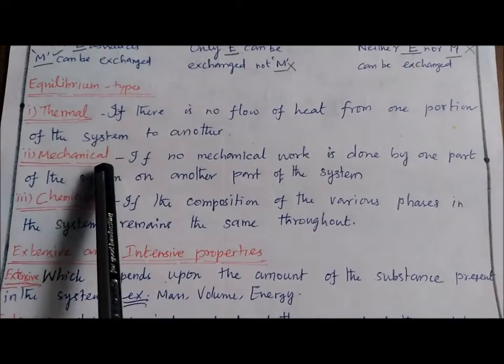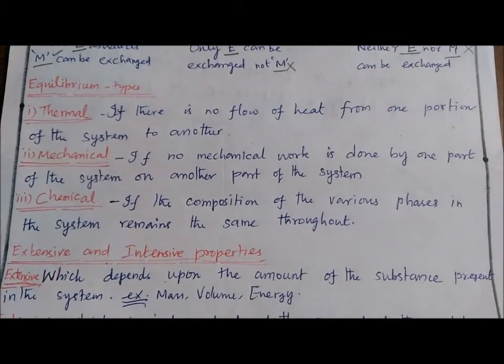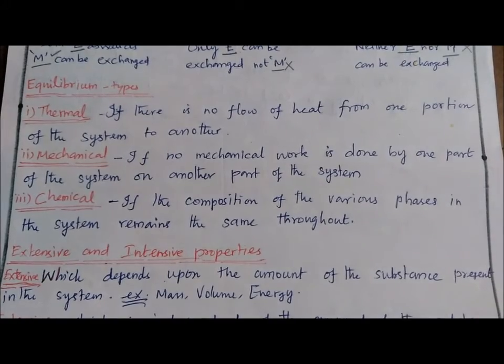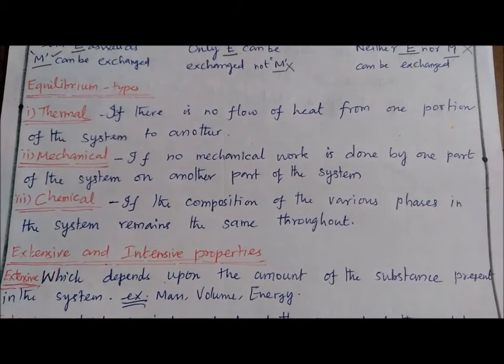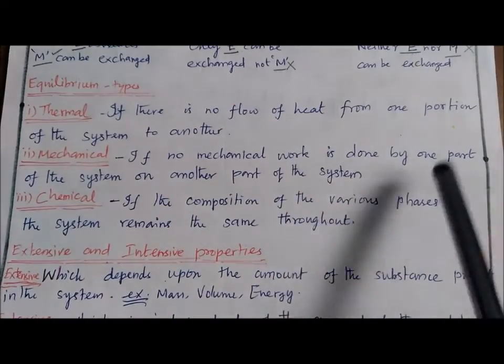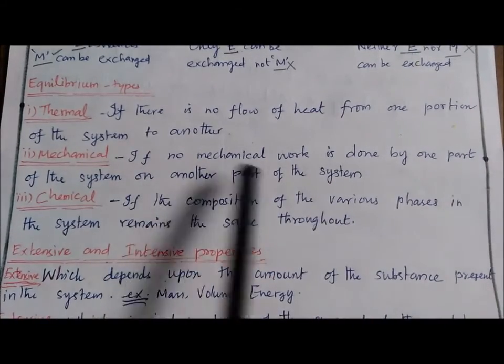Next, what is mechanical equilibrium? A system is said to be in mechanical equilibrium if no mechanical work is done by one part of the system on another part of the system.